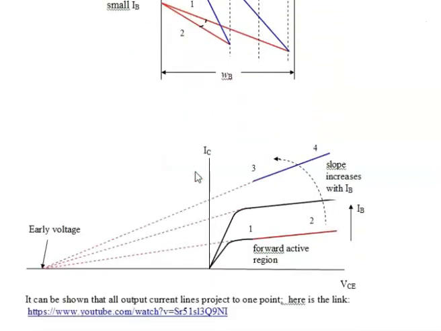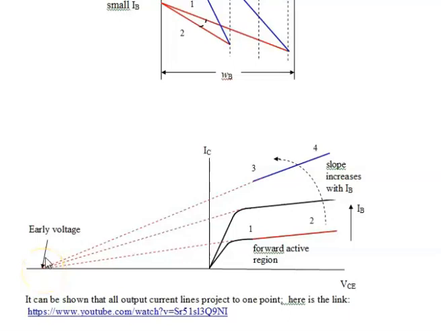So if we look at the output current voltage characteristics, we see that point 1 represents this line right here, and then point 2, because it has a higher slope, has a higher current. And the same thing for points 3 and 4. And if we project those two lines, supposedly they come to a common point called the early voltage.